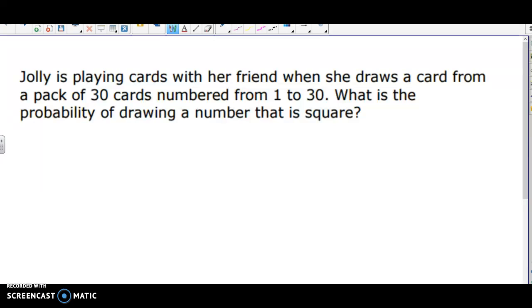Okay, today we're going to practice finding probability. So it says Jolly is playing cards with her friend when she draws a card from a pack of 30 cards, numbers 1 to 30. What is the probability of drawing a number that is a square?